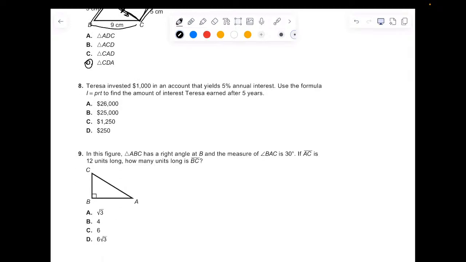Teresa invested $1,000 in an account that yields 5% annual interest. Okay, just pulling out the numbers. $1,000. We have 5%. Use the formula I equals PRT to find the amount of interest she earned after 5 years. What?